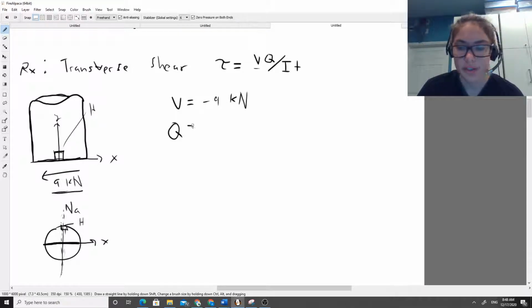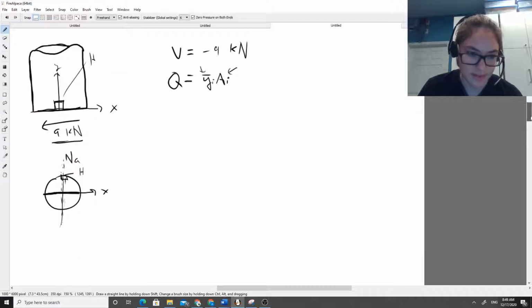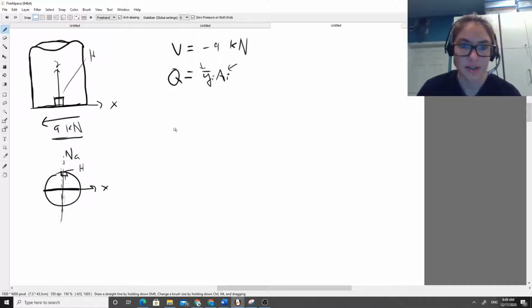Q is defined as the first moment of the outward area. The first moment of the outward area can be found by this equation, where A_i is going to be your outward area, and y_i is the distance of the outward area from the neutral axis. So for this one, this is our point of interest. This is our neutral axis.